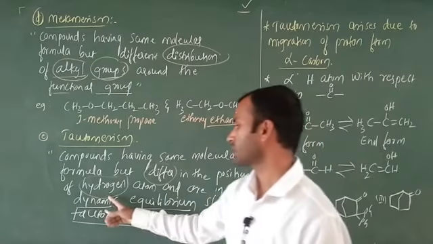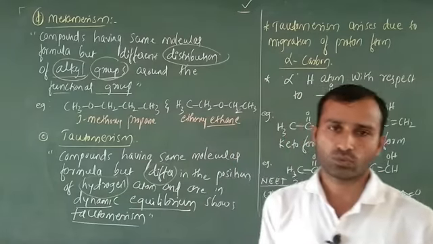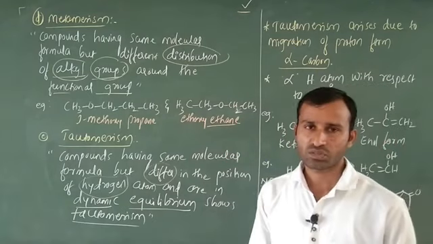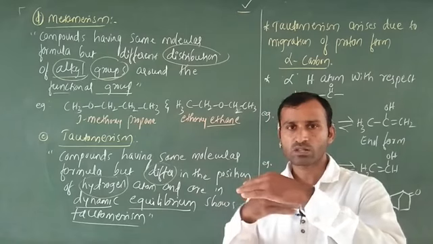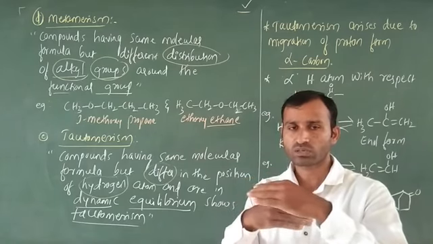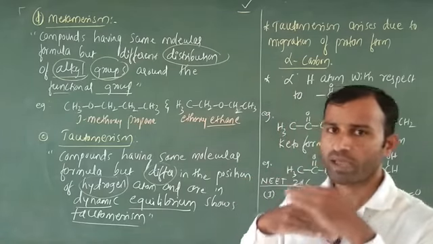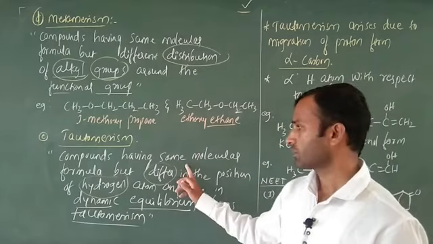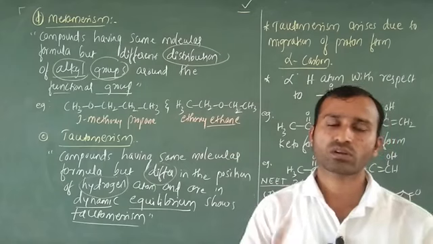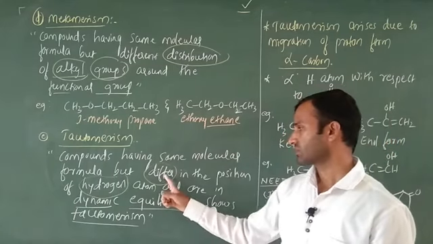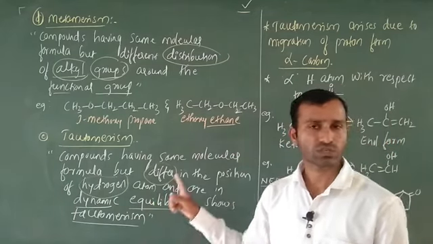What is the meaning of dynamic? Dynamic means active, that is called active participation. If the product formation is 50% and the reactant formation is also 50%, that is called dynamic equilibrium, active equilibrium. Bear in mind, important: tautomerism means there is a difference in the position of the hydrogen atom.